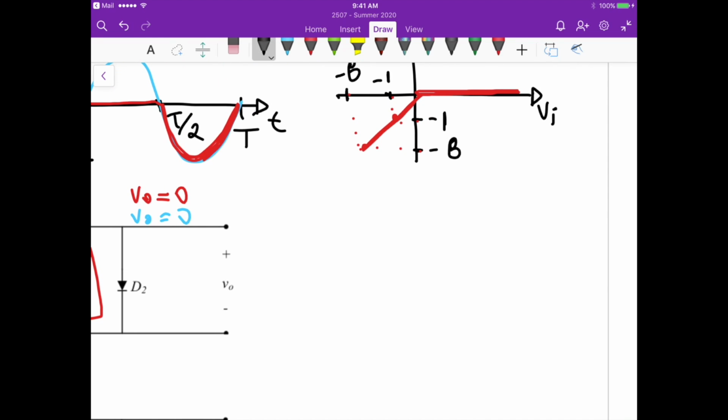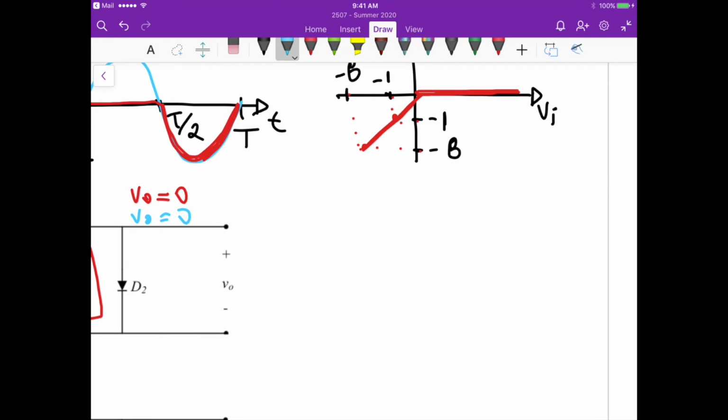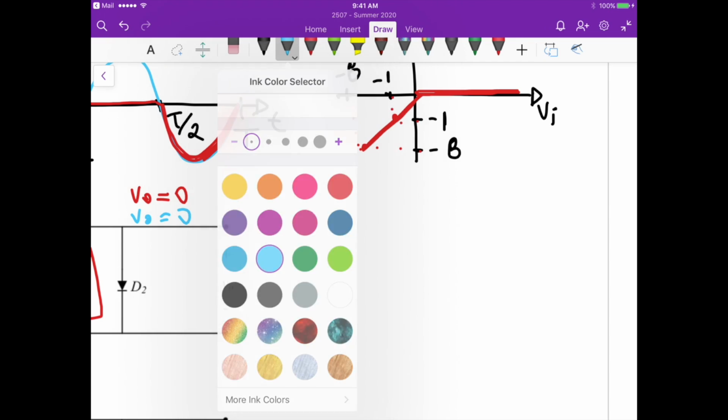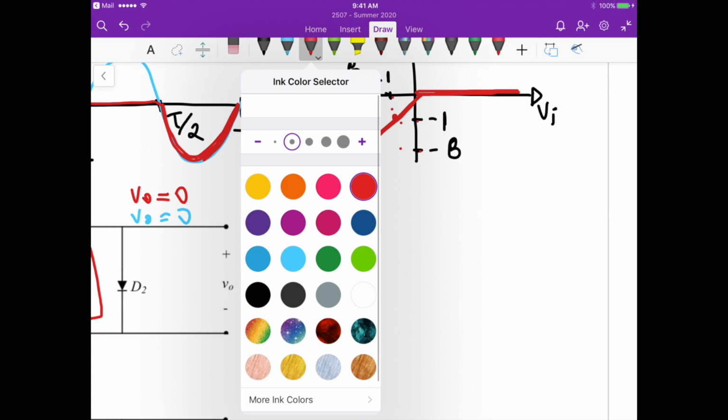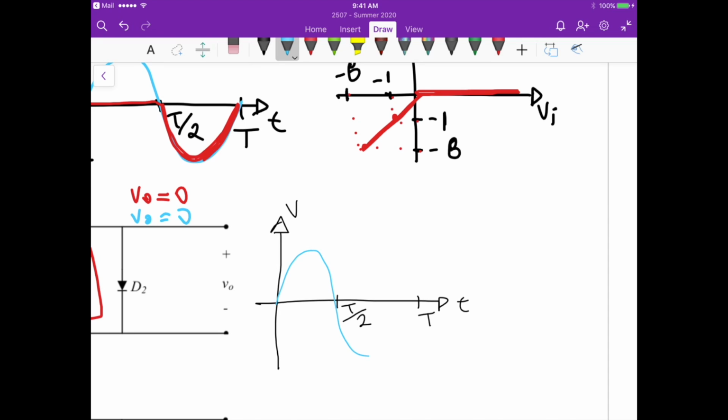So if we plot, if we draw the input in time, this is time, this is voltage, this is half a cycle, this is a full cycle. It would be something like this, right? The same waveform. But then the output is always 0.